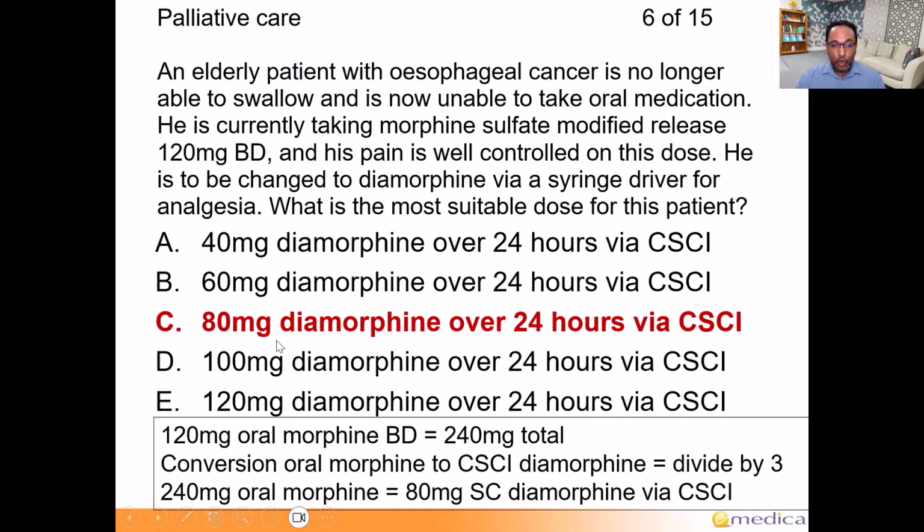Now, common mistakes with this: people miss that it's 120 milligrams twice daily. So they just look at the number 120 and divide that by 3, because they know the conversion factor is 3 for diamorphine. So they will pick 40 because they missed that it's twice daily. The other common mistake is people don't know the conversion factor. So they divide by 2 and end up with 120 milligrams. That's the conversion factor if you're changing oral morphine to morphine by injection, not diamorphine. Diamorphine is 3 times as strong as oral morphine.